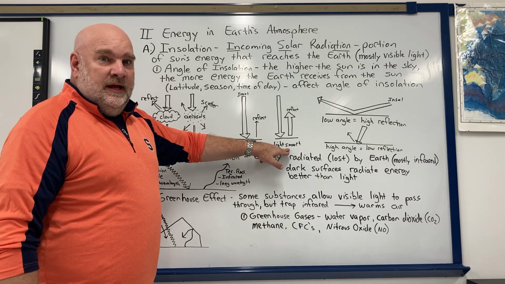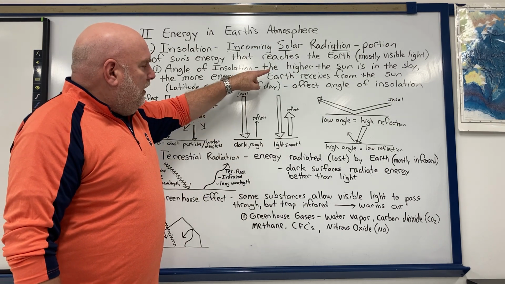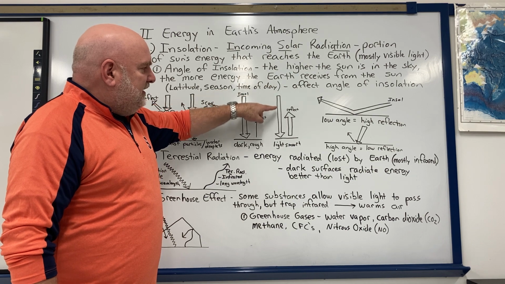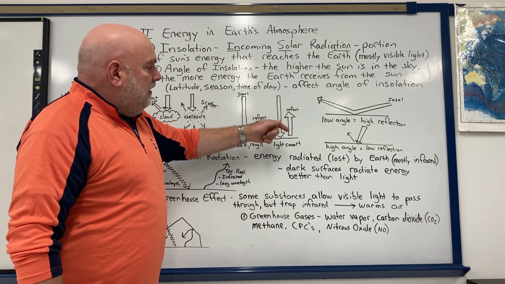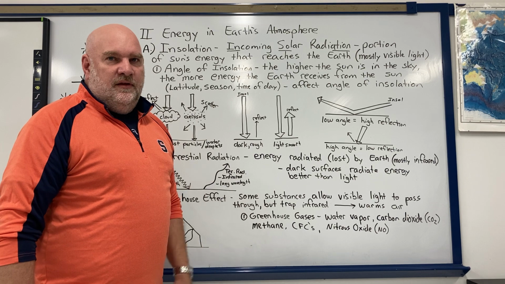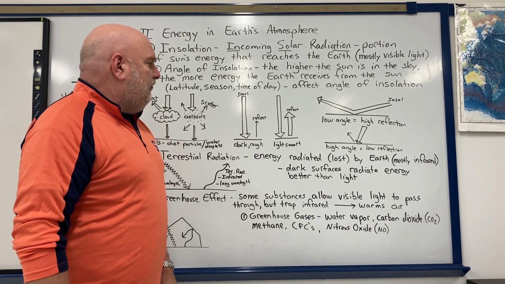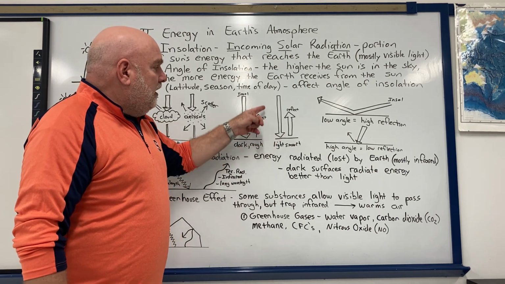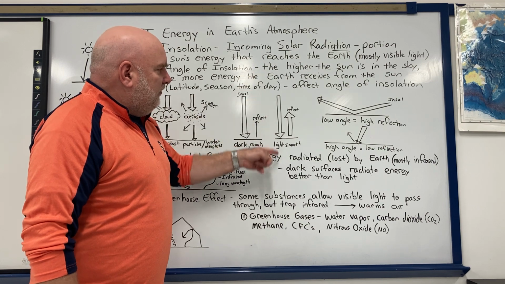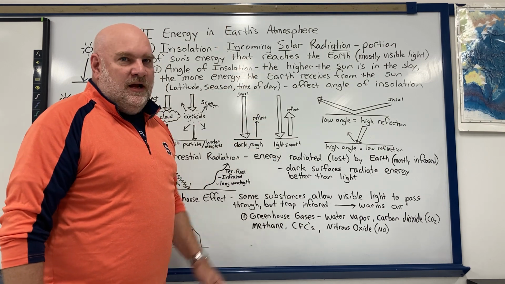Whereas if the surface is light colored and smooth, a lot of the insolation is going to hit the surface, and a lot of it's just going to bounce back up into the atmosphere. So it's not going to stay at the Earth's surface. Light colored and smooth, it's just going to bounce off and go back up into space.